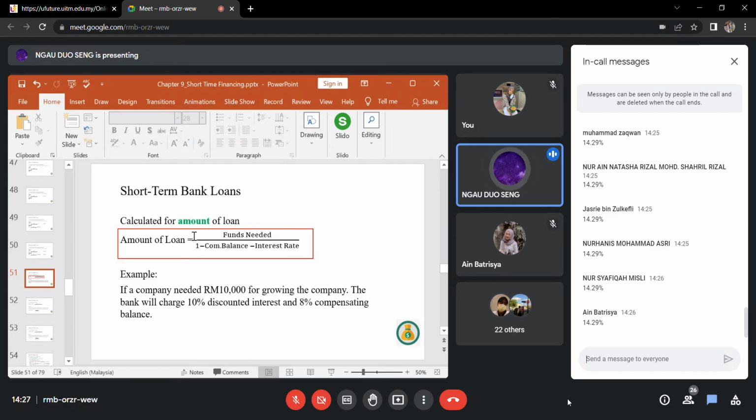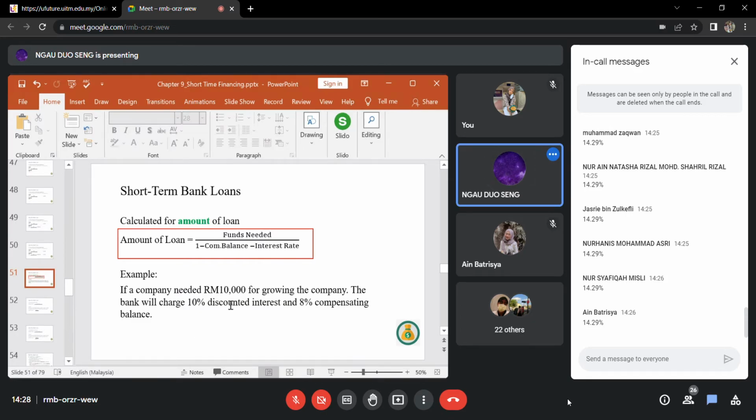Right, we calculate the amount of loan. So the amount of loan equals the fund needed, divided by 1 minus the compensating balance and minus the interest rate. Okay, so for example, if a company needs 10,000 for growing the company, the bank will charge 10% discounted interest and 8% compensating balance.